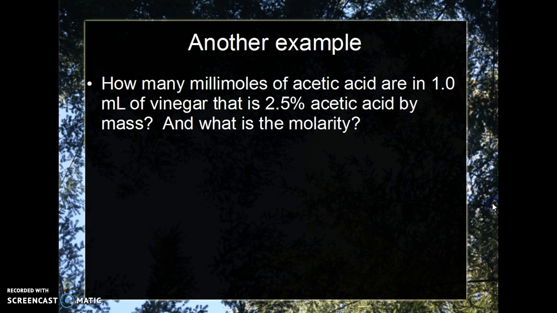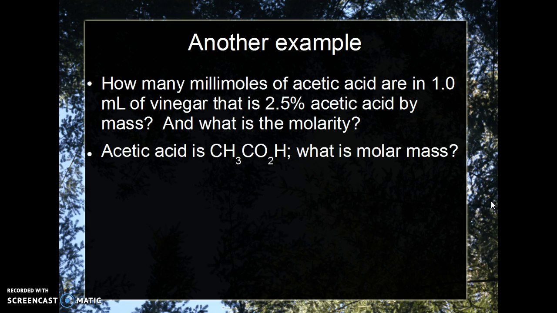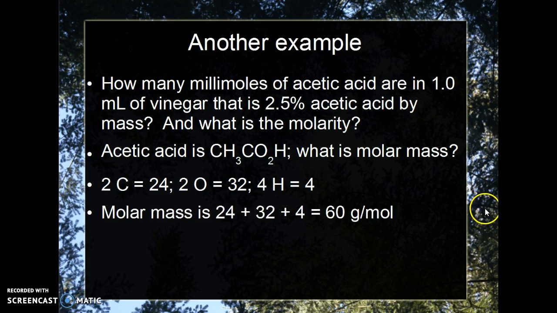Here's another example. How many millimoles of acetic acid are in 1.0 milliliters of vinegar that is 2.5% acetic acid by mass? And then what is the molarity? Well, acetic acid is CH3COOH, or CH3CO2H. So first we need to find the molar mass. Well, the two carbons are 24 grams per mole, 2 oxygens 32 grams per mole, and 4 hydrogens are 4 grams per mole. When we add those up, we get 60 grams per mole for the molar mass of acetic acid.